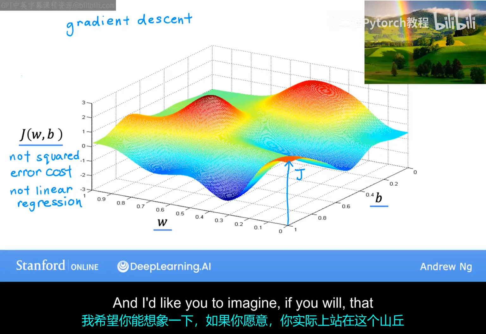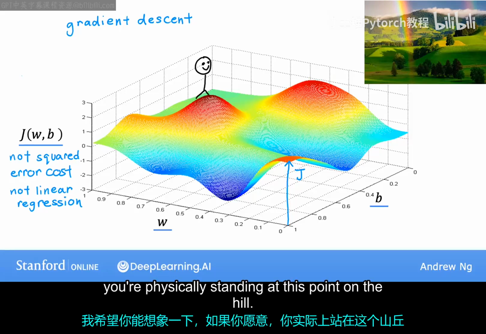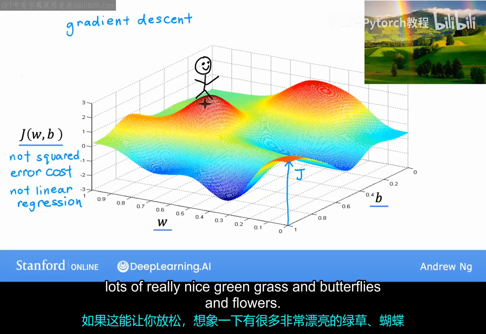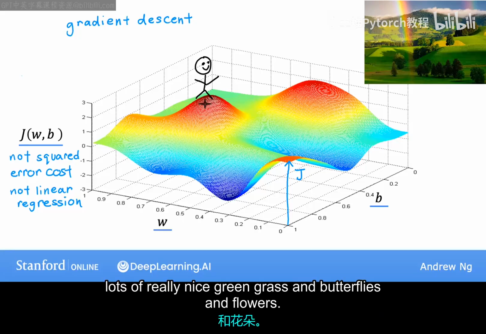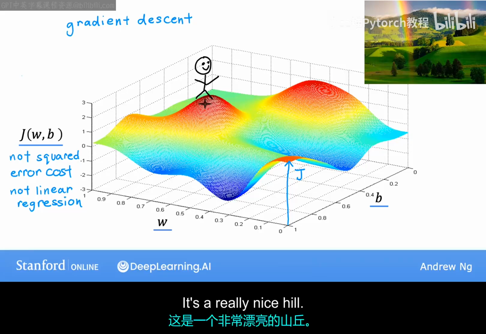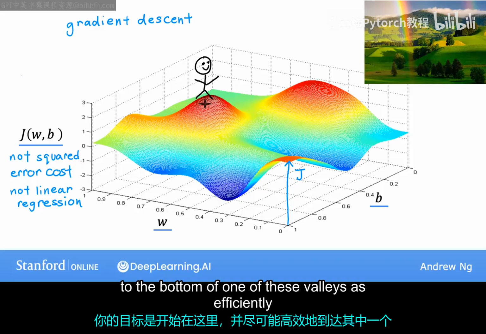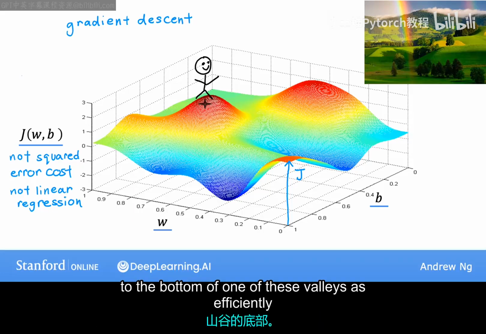And I'd like you to imagine, if you will, that you're physically standing at this point on the hill. And if it helps you to relax, imagine that there's lots of really nice green grass and butterflies and flowers. It's a really nice hill. And your goal is to start up here and get to the bottom of one of these valleys as efficiently as possible.